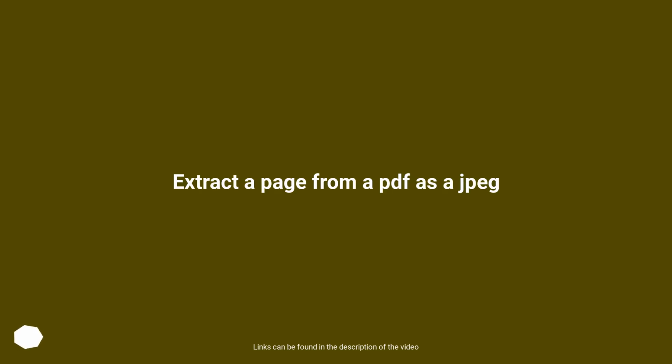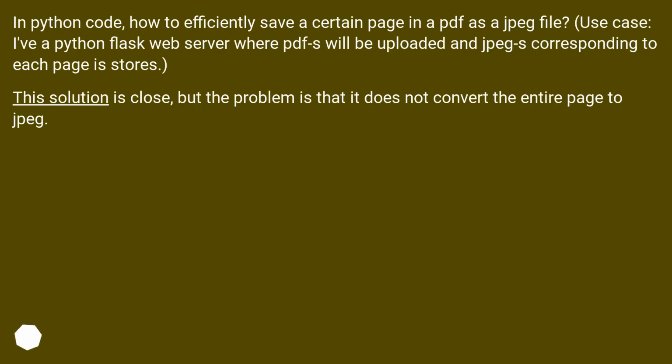Extract a page from a PDF as a JPEG. In Python code, how to efficiently save a certain page in a PDF as a JPEG file. Use case: I have a Python Flask web server where PDFs will be uploaded and JPEGs corresponding to each page are stored. This solution is close, but the problem is that it does not convert the entire page to JPEG.